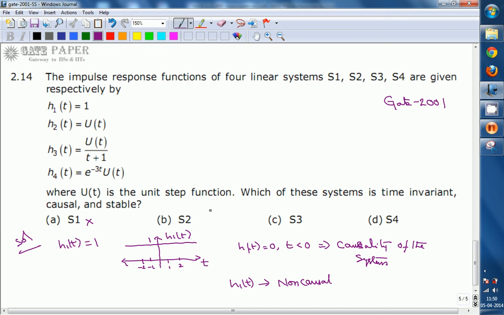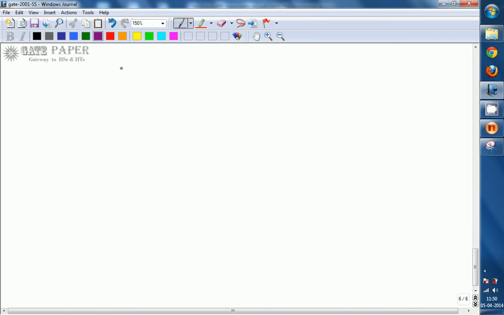Now let us consider the third one, that is h3 of t equals u of t by t plus 1. Here we know that u of t equals 1 for t greater than 0. Then this value exists only for t greater than 0, that is h3 of t equals 0 for t less than 0. Then we can say this is causal. The first property is satisfied.